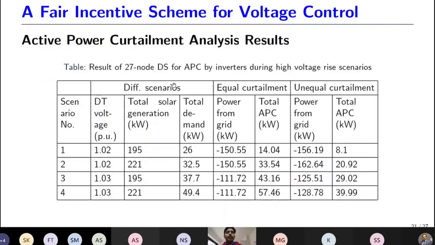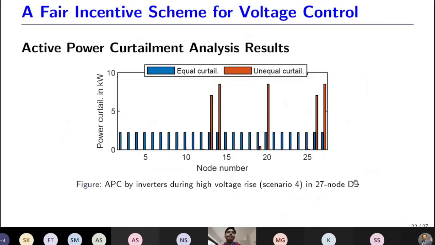So these are simulation results. These are the voltage at the distribution transformer, solar generation and load demand, and this is the high voltage scenario where the solar generation is greater than the load demand, and there is a reverse power flow. This negative value shows the reverse power flow, and it shows that when we do unequal curtailment by inverters, it is optimal. It is 39.99, 57.46. And this is a pictorial representation.